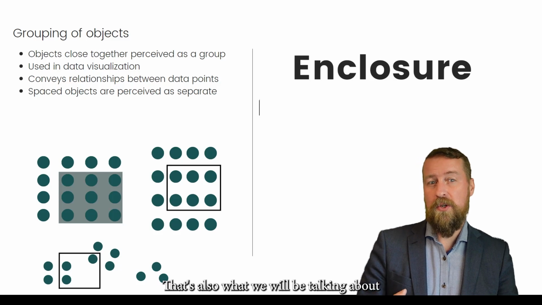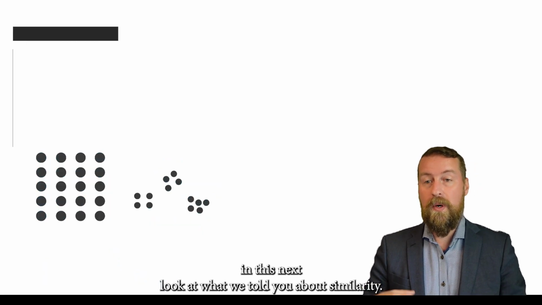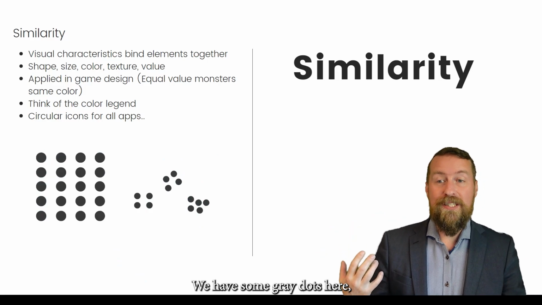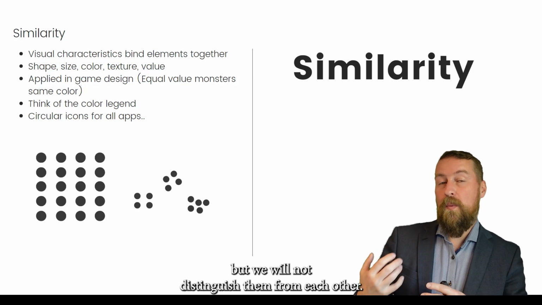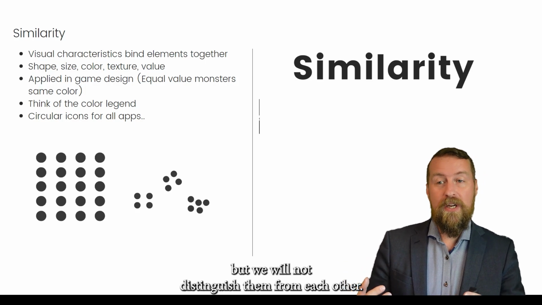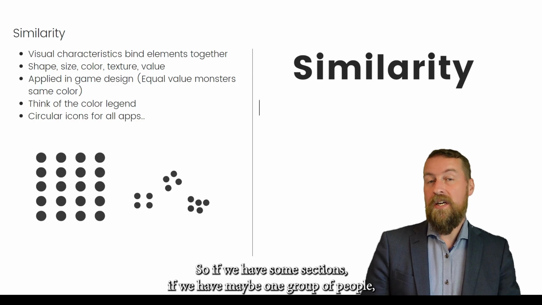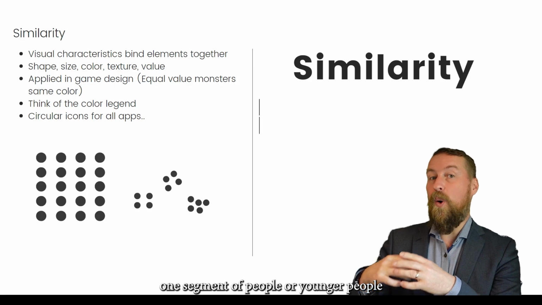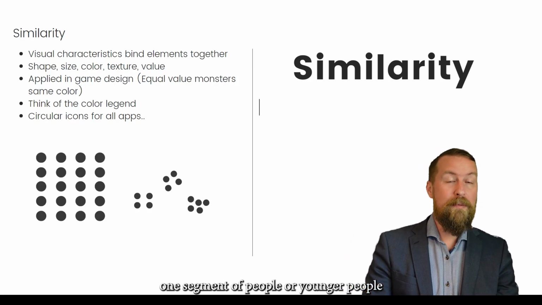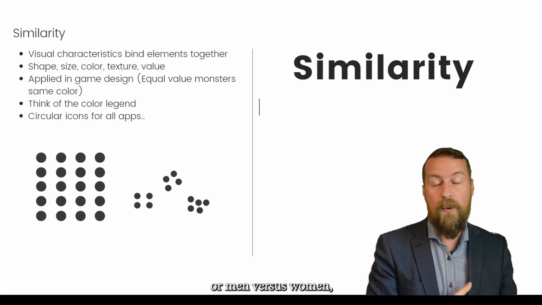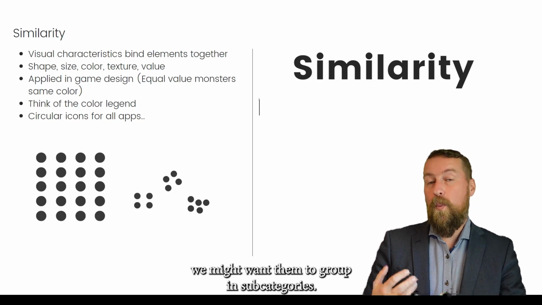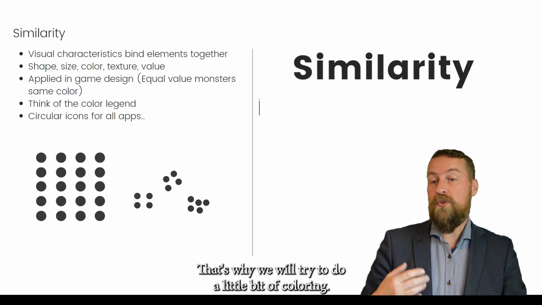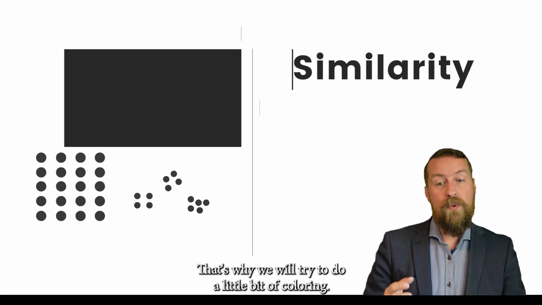That's also what we will be talking about in this next one here, where we're talking about similarity. We have some gray dots here, but we cannot distinguish them from each other. So if we have subsections, if we have maybe one group of people we would segment, older people or younger people or men versus women, etc. We might want them to group in subcategories. That's why we will try to do a little bit of recoloring.